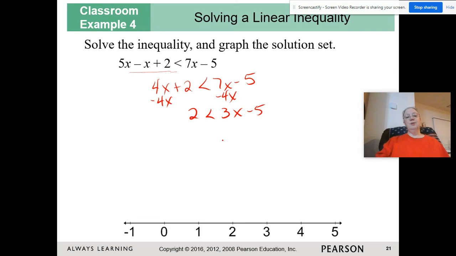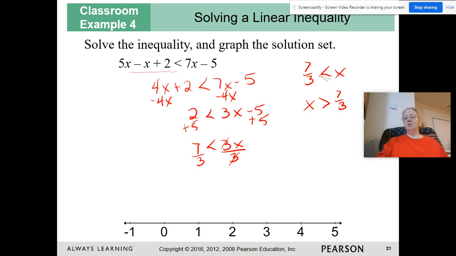More than ever, it's really important to keep that variable positive if possible. Sometimes it's not, but if you can, it's easier to work with if it is positive. So we are going to divide by a positive 3. And we have 7/3 is less than x, and we're going to rewrite it so our variable's on the left. So we have to reverse that symbol, x is greater than 7/3.